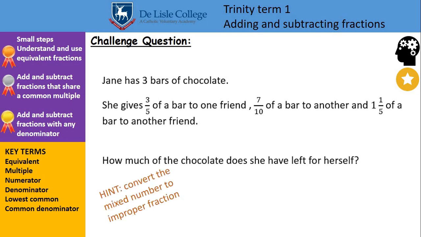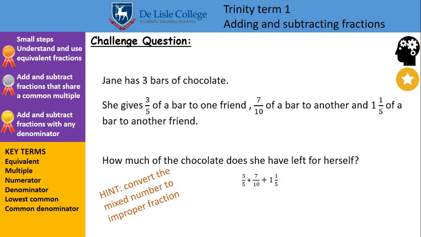Okay, so hint-wise, if you convert that mixed number to an improper fraction, then carry on as normal by getting your common denominators. Okay, so hopefully then, yes, most of you have had a good go at that, and that hint helped a little bit. But let's have a little look then to see how much Jane would have managed to get off that chocolate. Okay, so we're looking at 3/5 plus 7/10 plus a fifth. Okay, that's how much chocolate she's given away, and we need to add those three together to see how much of those 3 bars she's given away.